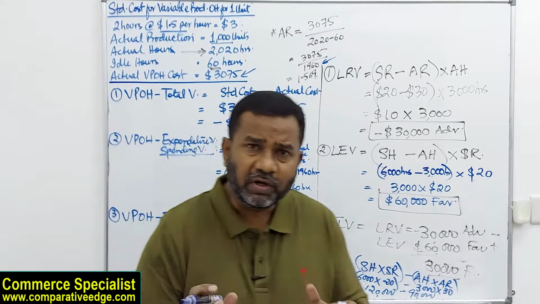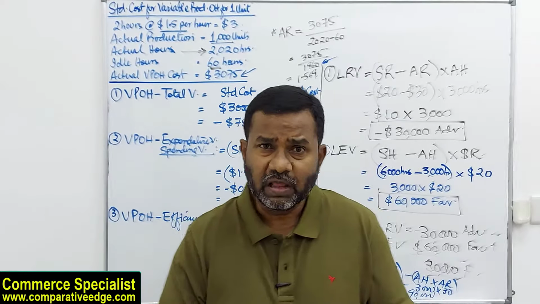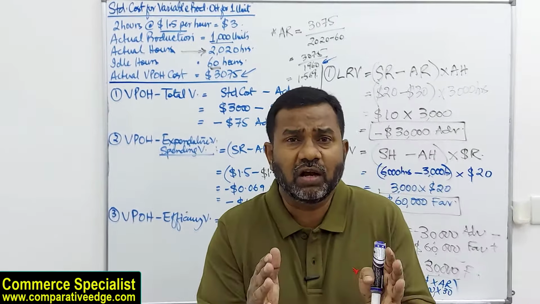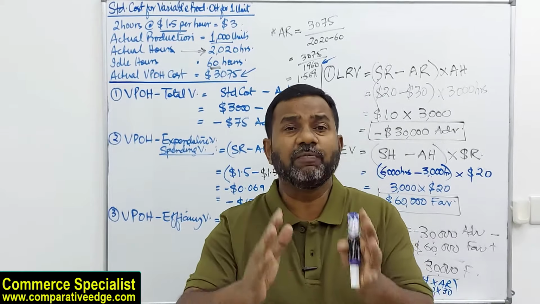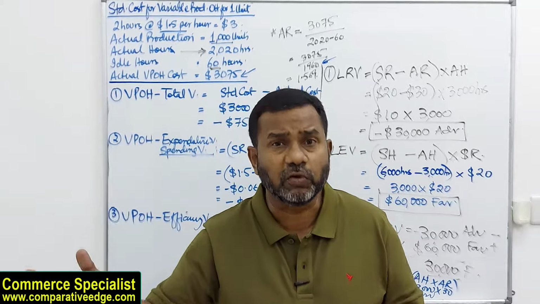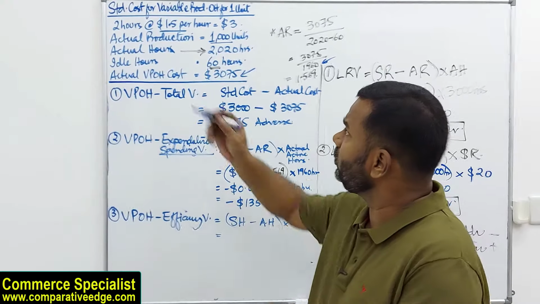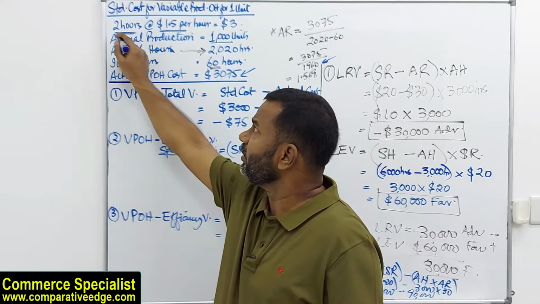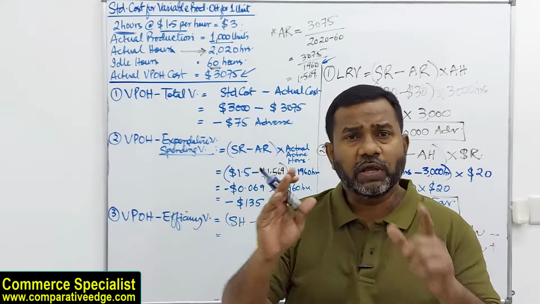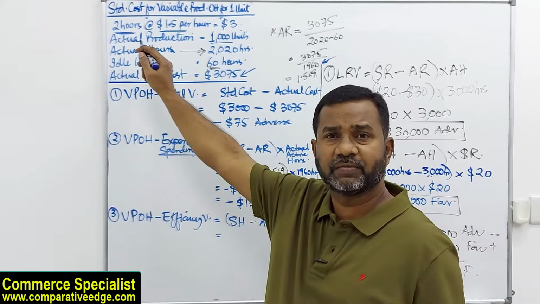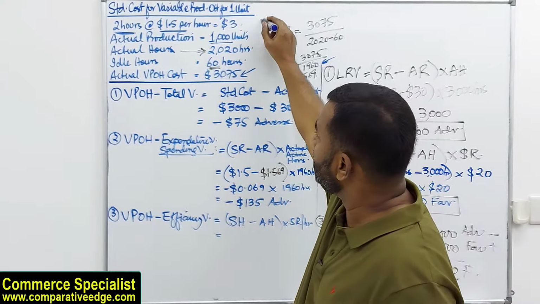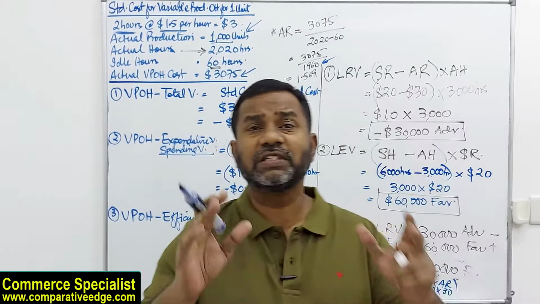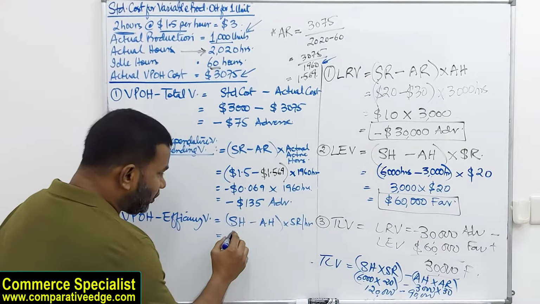Now please remember, again I'm emphasizing, whenever we talk about standard hours, we have to look at standard hour for one unit multiplied by the number of actual units. So standard hour for one unit was 2 hours. Can you see? This is the standard time. In order to make one unit, we need 2 hours. How many units were made actually? This is the actual production, 1,000. So 2 into 1,000 will give us the standard hours, which is 2,000 hours.